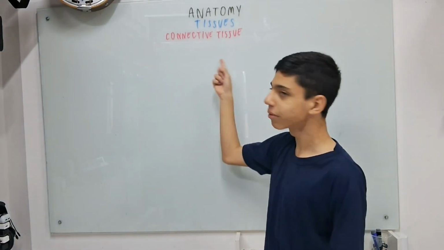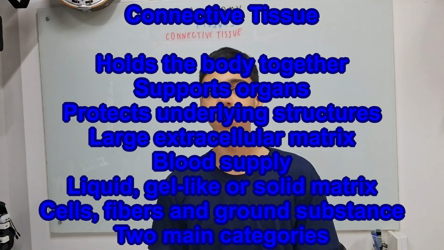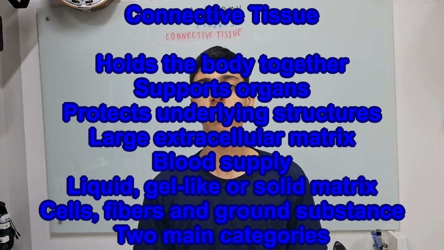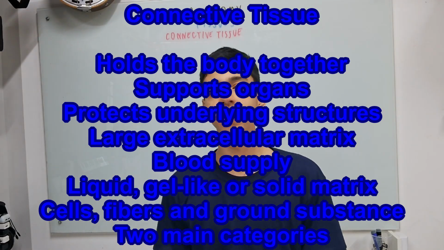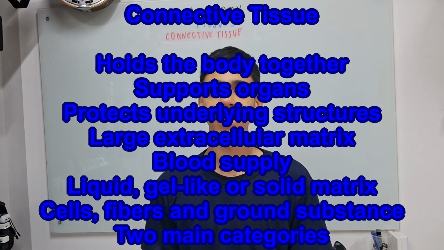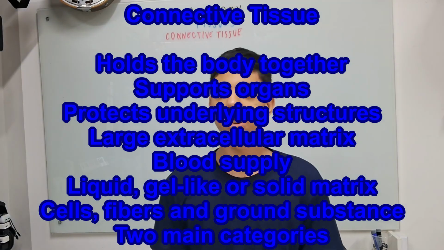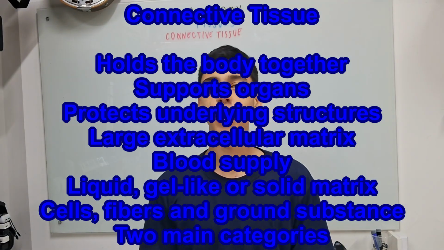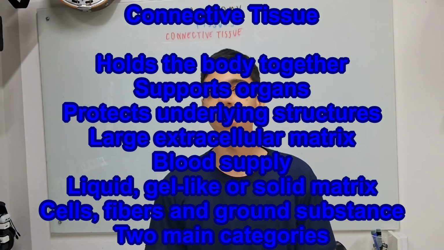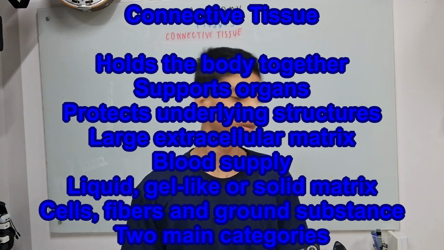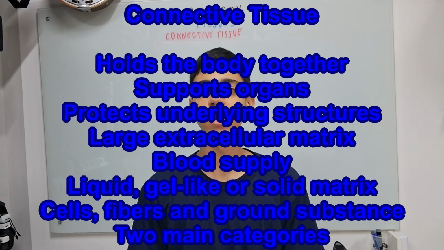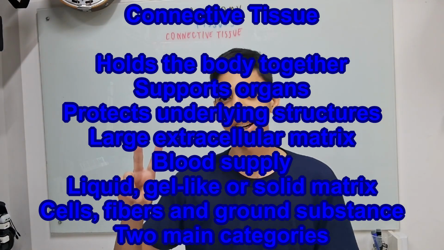Number 2. Connective tissue. Connective tissues hold the body together, support organs, and protect underlying structures. Unlike epithelial tissue, connective tissue has a large extracellular matrix and usually has a blood supply. The matrix may be liquid, gel-like, or solid. Its main components are cells, fibers, and ground substance. There are two main categories.